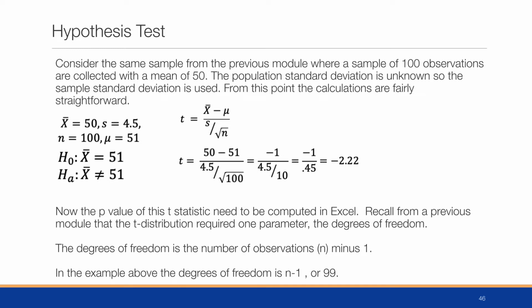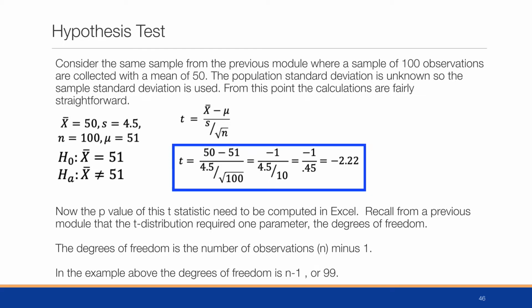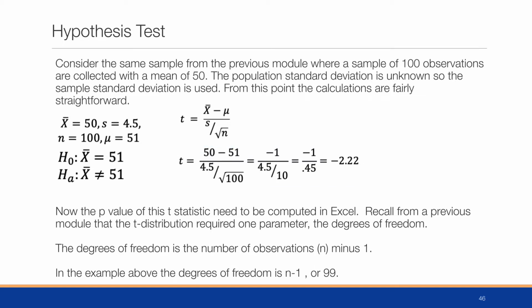From this point, the calculations are still fairly straightforward. We do everything the same way. Our x bar is 50, s is 4.5, n is 100, mu is 51. Our null is mu equals 51 and the alternative hypothesis is mu not equal to 51. We plug in all the numbers and we get a t-statistic of negative 2.22. Now the p-value of the t-statistic needs to be computed, but remember that we require the degrees of freedom, which is the number of observations minus 1. So in the example above, since the number of observations is 100, our degrees of freedom will be 99.